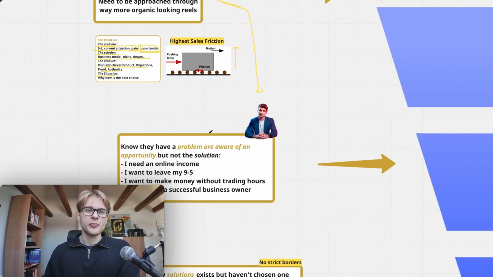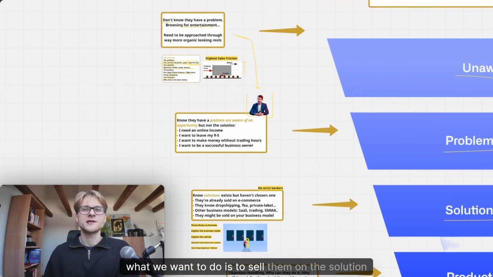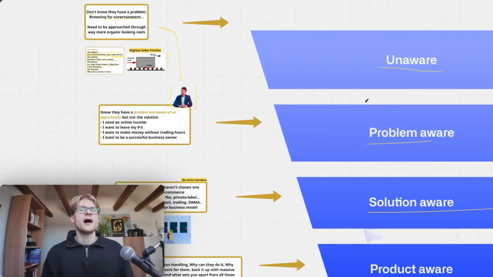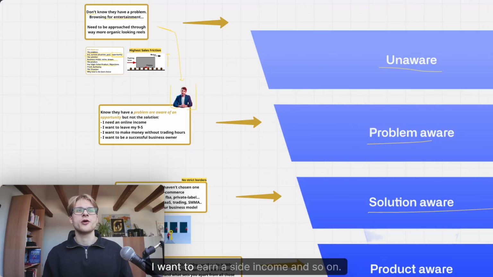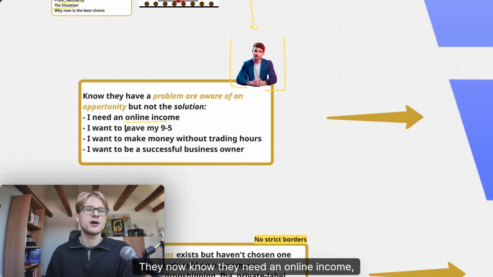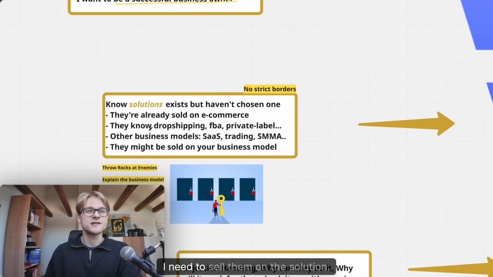So basically, now after we've made them aware of the pain or of the opportunity, what we want to do is to sell them on the solution. So they know, okay, there's an opportunity with Amazon. Okay, I have a problem with my 9 to 5. I want to earn a side income and so on. They now know they need an online income, need to leave their 9 to 5, make more money. They want to be a successful business owner. Maybe they even want to sell on Amazon. They're already sold on the opportunity of Amazon. I need to sell them on the solution.